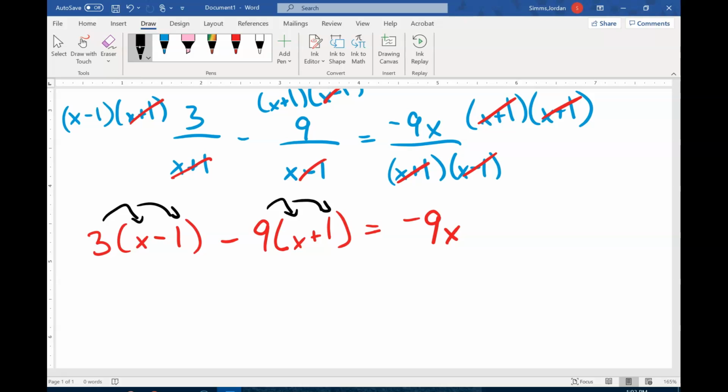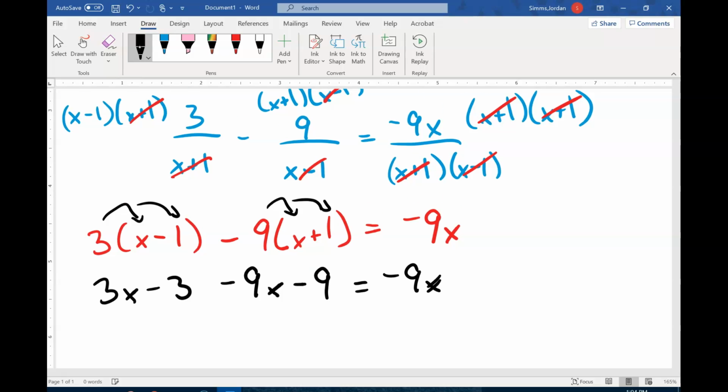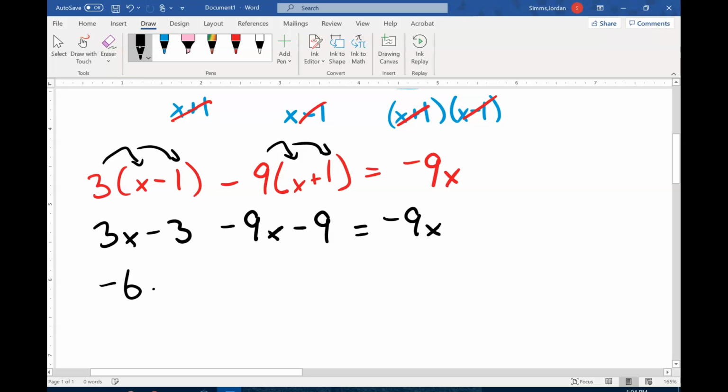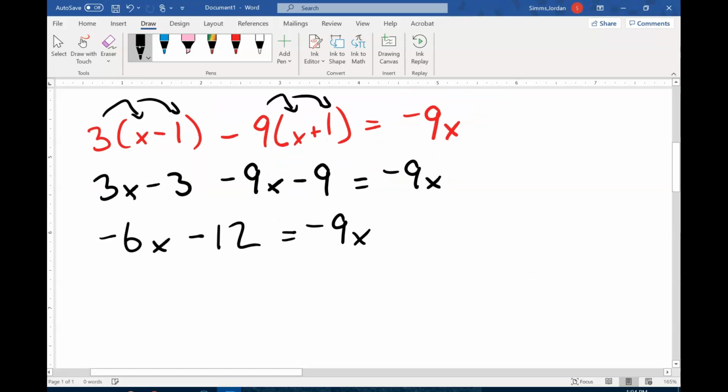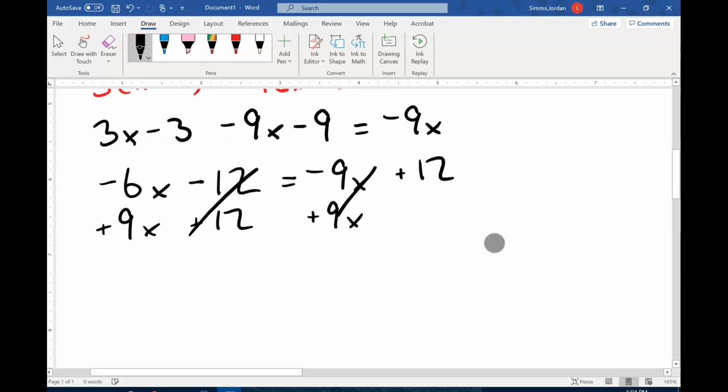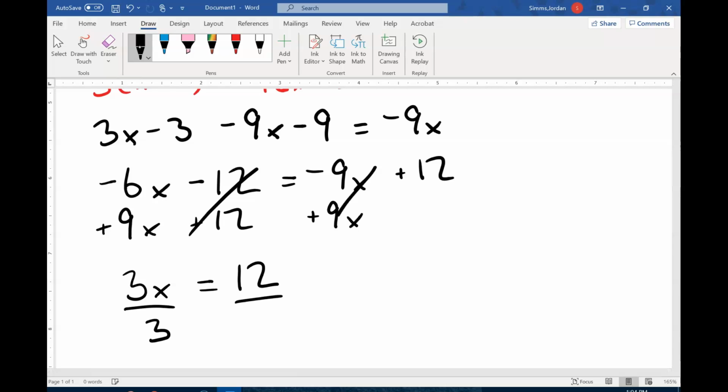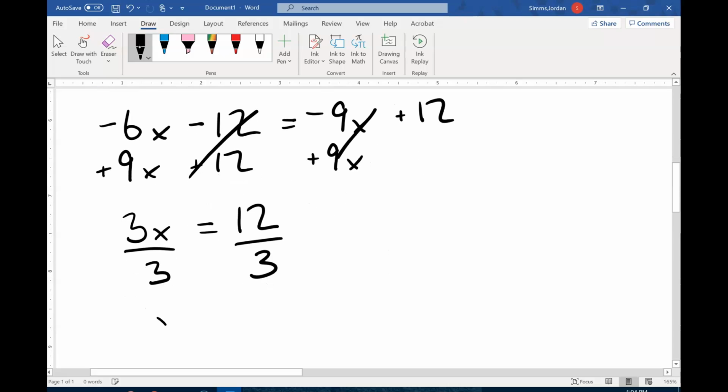We're kind of just back into straight-ahead algebra land here at this point, and I suspect you'll be fine with this part. Negative 9x. We'll combine our like terms first. Now we'll get all of our x's to one side, so I'm going to add 9x to both sides. That will cancel. And I'm also going to add 12 to both sides just to bring that over. That will cancel. So I'm left with 3x equaling 12. Divide it out. You know the deal from there, right? x equals 4. So there we go.